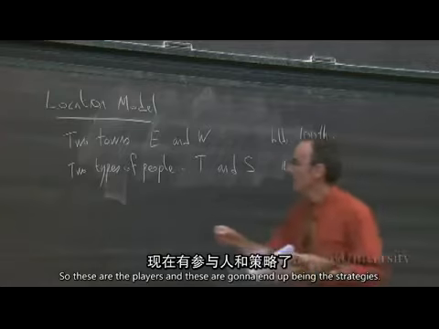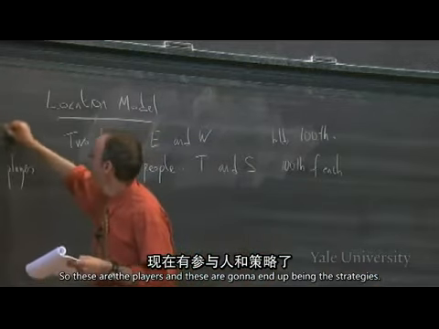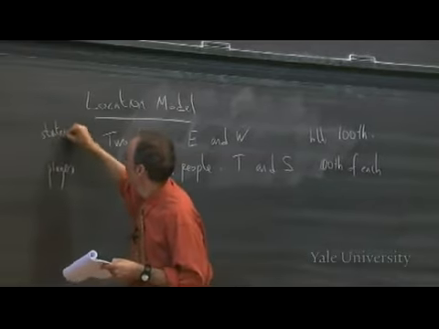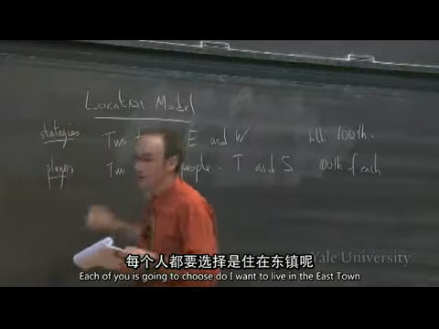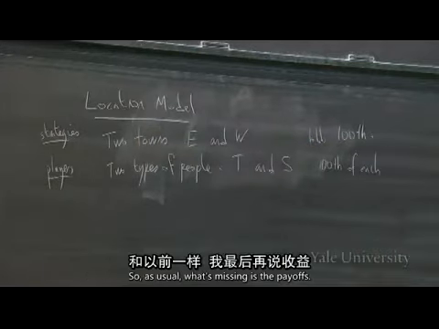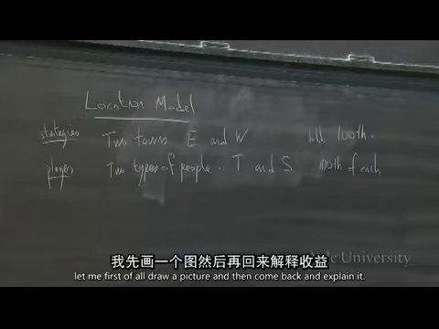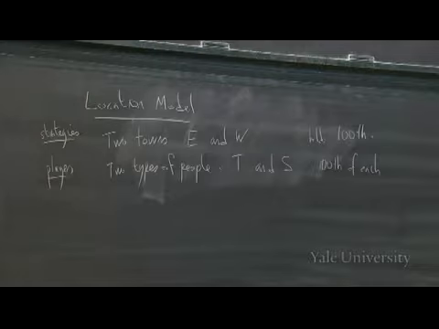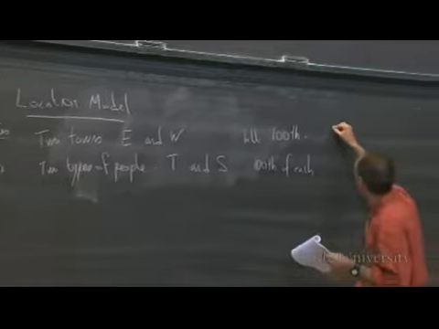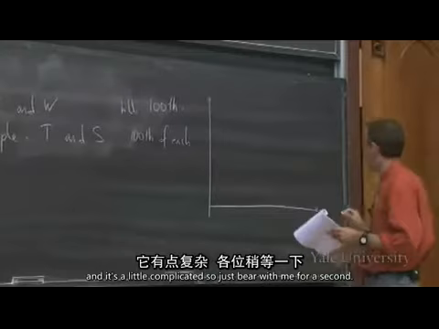All right, so these are the players, and these are going to end up being the strategies. Each of you is going to choose, do I want to live in the east town or do I want to live in west town? So as usual, what's missing is the payoffs. All right, and to model the payoffs, let me first of all draw a picture and then come back and explain it. Okay, so the picture is going to look like this. Here's the payoff picture. And it's a little complicated, so just bear with me for a second.